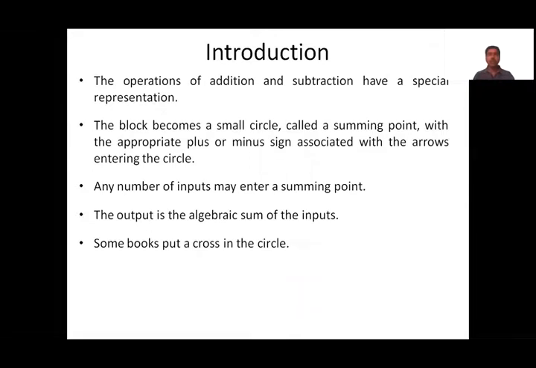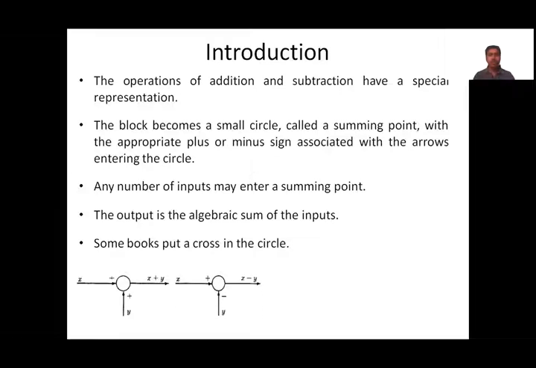For some cases like addition, subtraction, there is a special kind of representation. Instead of keeping a box, we can use a small circle which is having different inputs, maybe 2 inputs or 3 inputs with their signs. In this example, x and y are the two input signals, and those two signals are having plus sign. So the circle is summing those two signals and giving the output signal as the algebraic sum of these two signals, that is x plus y.